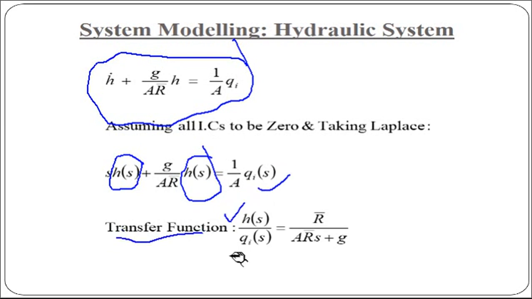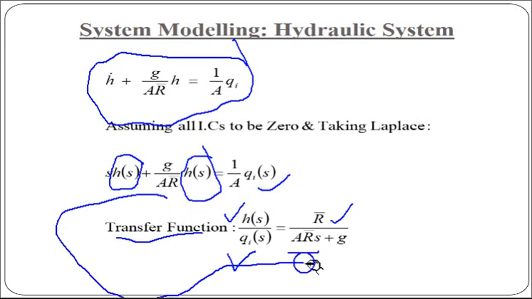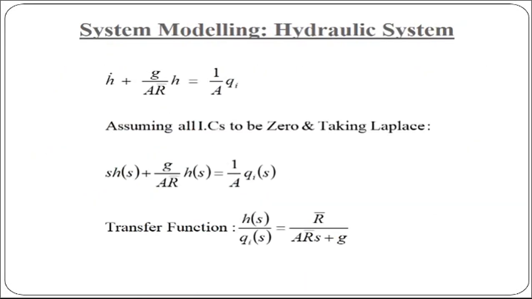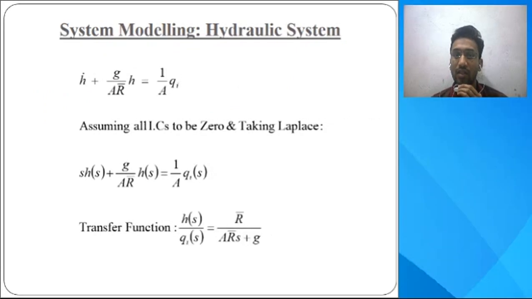So how is the equation of motion for the hydraulic system? Yes, delta Q, that is Q initial minus Q final, is equal to area into dH by dt. So here we have considered this flow rate difference, that is Qi and Q naught, which are the input and the output respectively. Area is the cross sectional area of this tank, with the height of h.